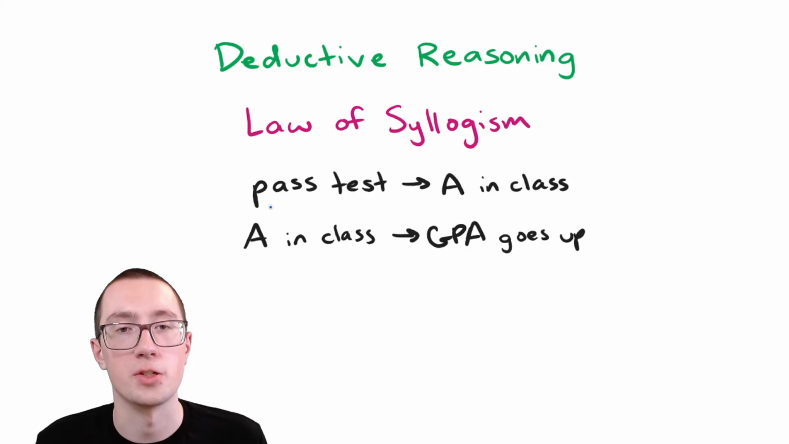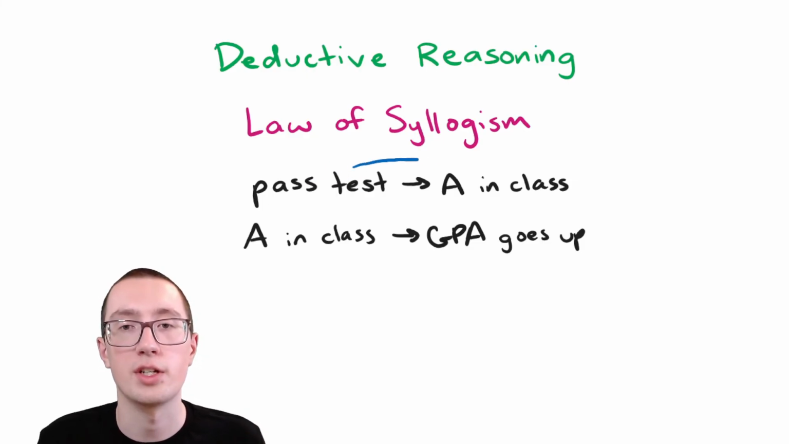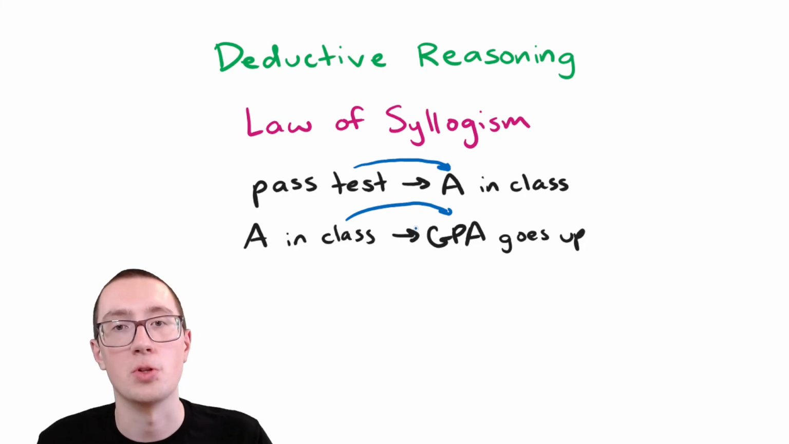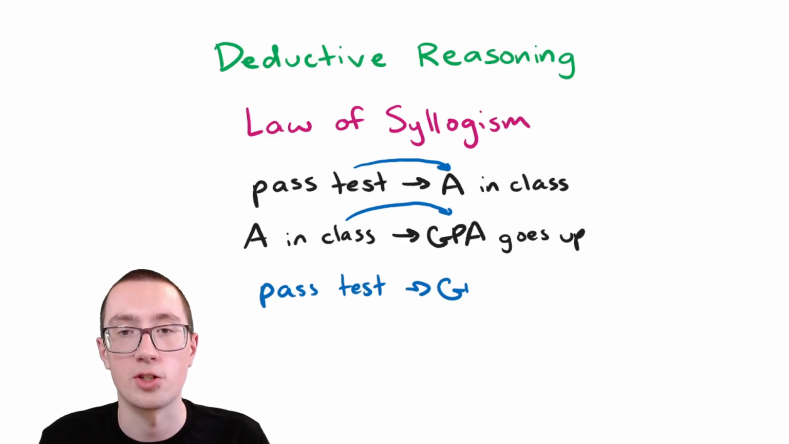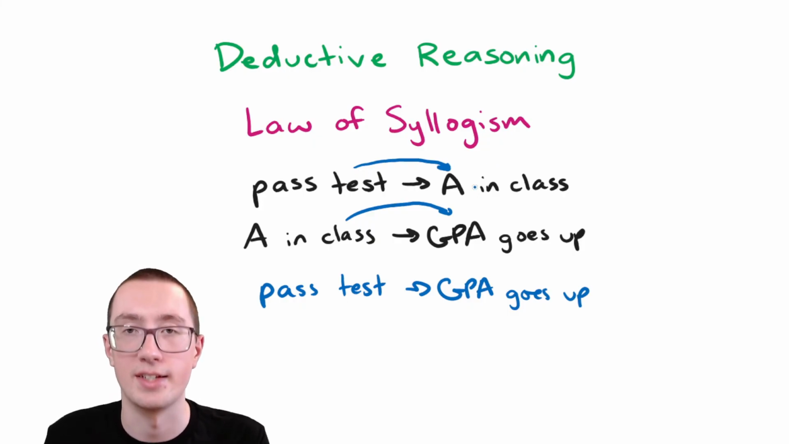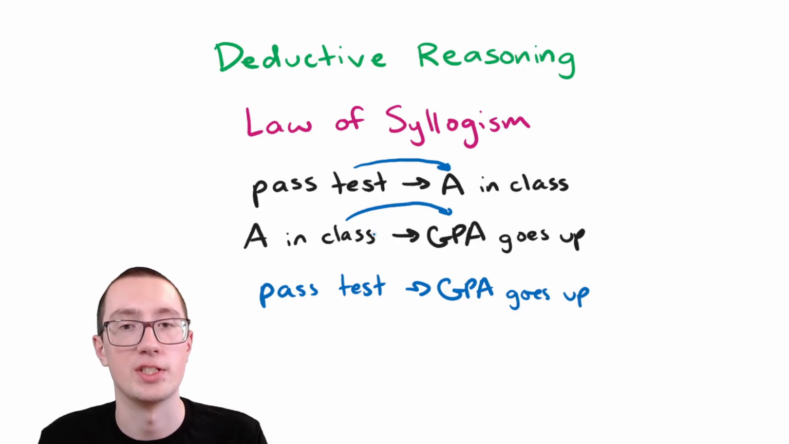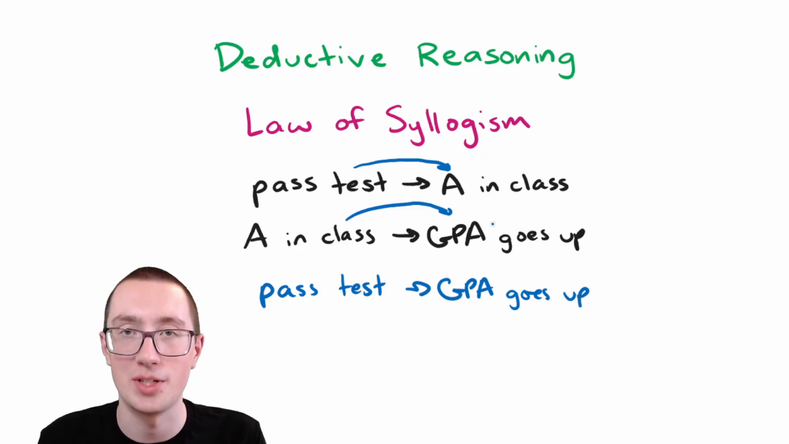So think about this logically, right? Let's say I pass this test. If I pass this test, then it's going to give me an A in the class. But getting an A in the class is also going to make my GPA go up. So the law of syllogism says that we can make a new statement. This statement is, if I pass this test, then my GPA is going to go up. Because if I pass the test, I get an A, and that automatically triggers the second statement, which is if I get an A, my GPA goes up.